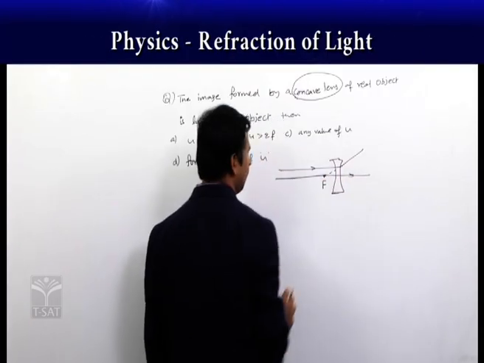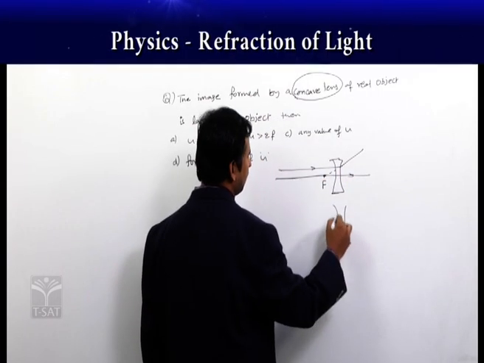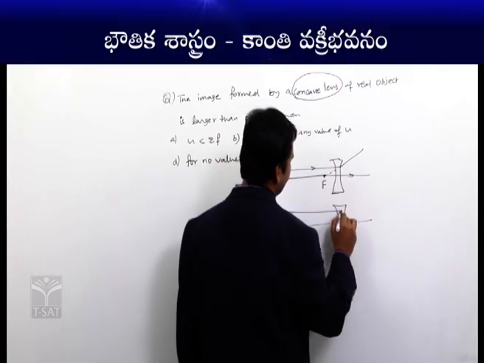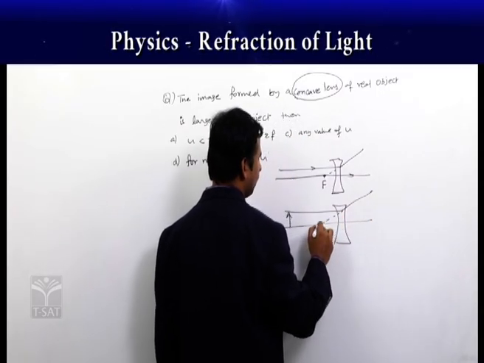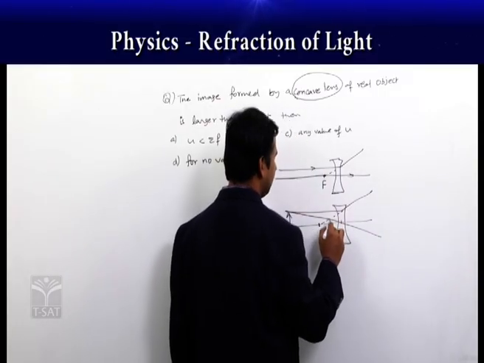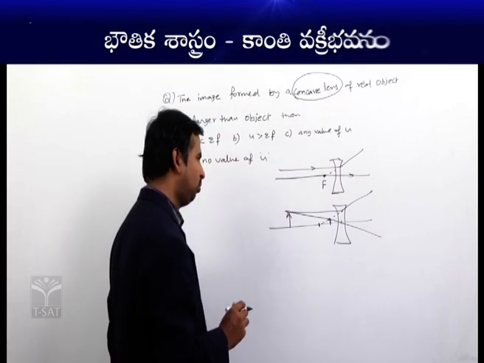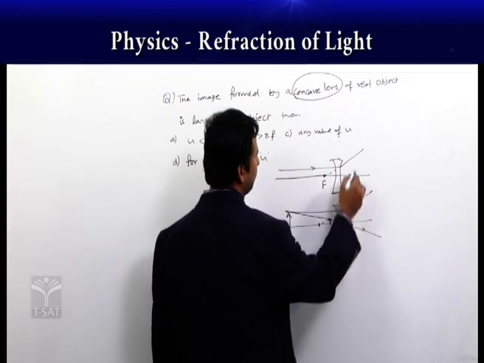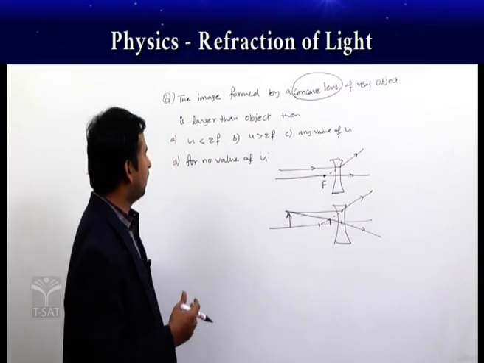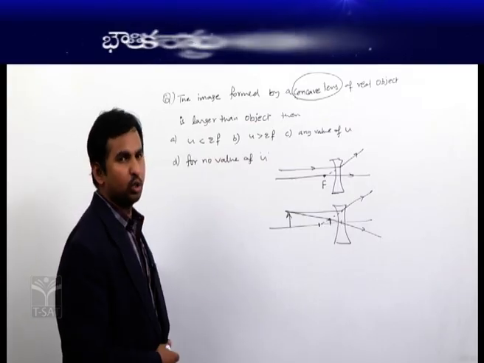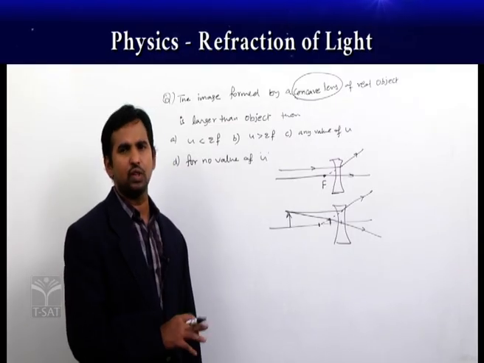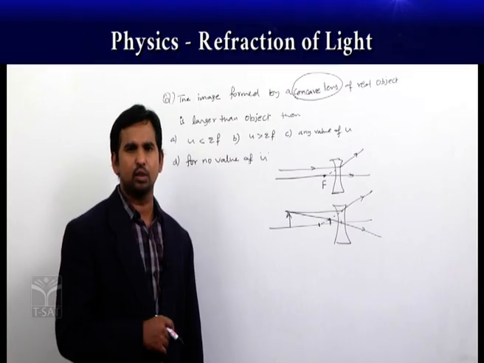Whereas for any finite distance, anywhere you take the object position, the image is always formed on the same side as the object. And not only that, the image formed is a virtual and diminished image. These are the ray diagrams we have for a concave lens. But in the given option, the size of the image is more than the size of the object, which is wrong, because a concave lens always forms an image smaller than the size of the object.